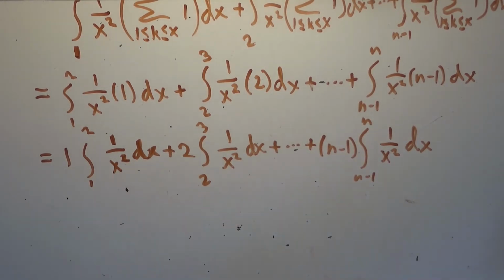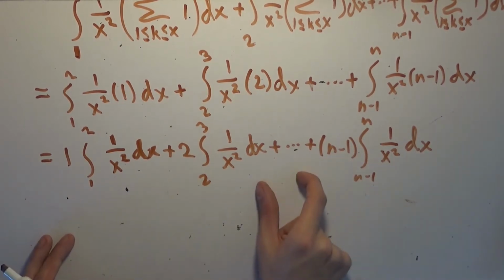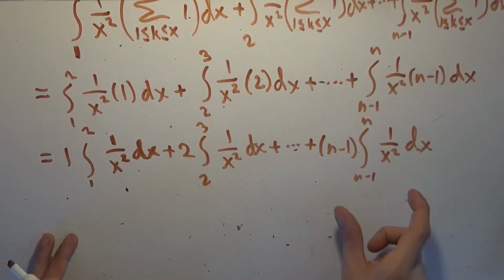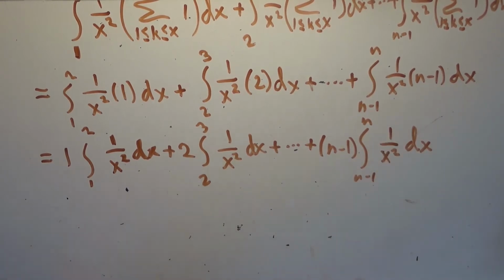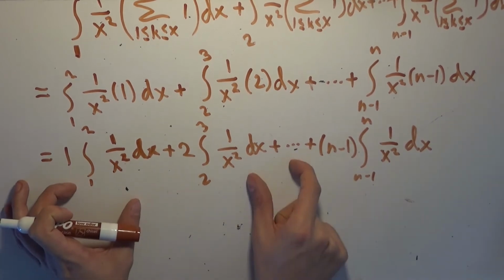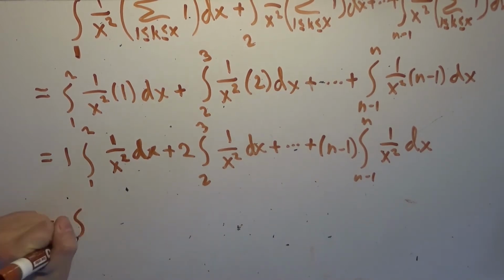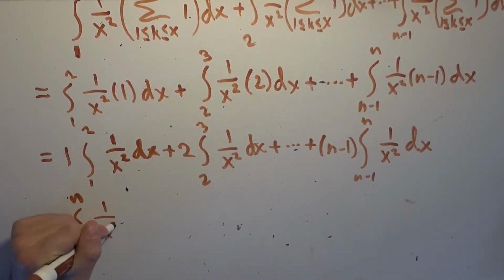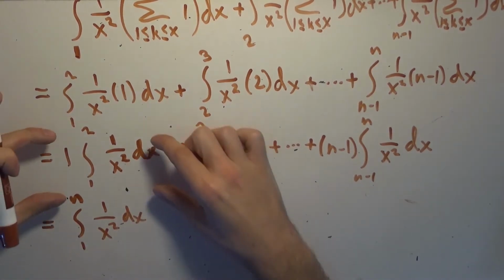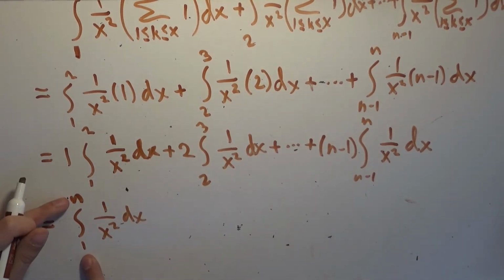What we can do is actually rewrite this now. If we consider what's going on here, that means we have 1 of these, 2 of these, 3 from 3 to 4, 4 from 4 to 5, and then n minus 1 of the integrals from n minus 1 to n, right? So what we can actually do is take 1 of these, 1 of the third one, 1 of the fourth one, 1 of the n minus first one, and combine them all together into one integral from 1 to n of 1 over x squared dx. I'm just taking 1 of these, then 1 of the next one, all the way up to 1 of these, and combining them into an integral from 1 to n.